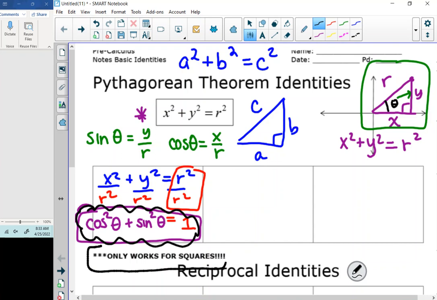It only works for squares. It doesn't work for cosine cubed and sine cubed. It doesn't work for cosine and sine all by themselves. It doesn't work for square roots. It's a special identity. It just works for a cosine squared and a sine squared. We can check that for lots of different angles and find out that that actually does happen.